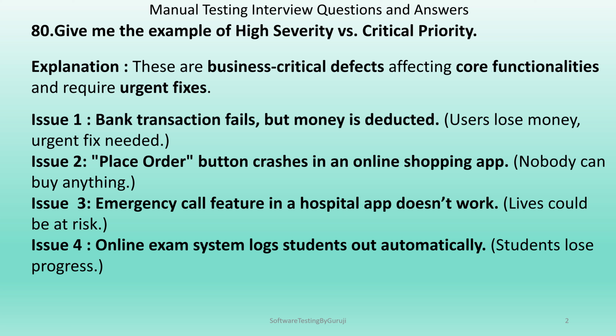Second issue: the place order button crashes in an online shopping app. Nobody can buy anything. Third issue: the emergency call feature in a hospital app doesn't work. Lives could be at risk. Fourth issue: the online exam system logs students out automatically. Students lose progress. So these are the four examples of high severity versus critical priority.